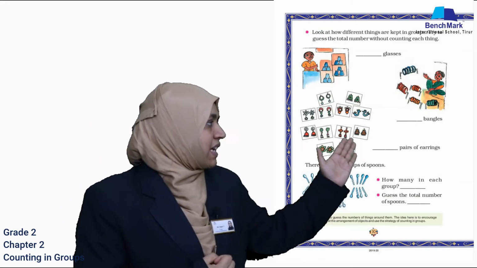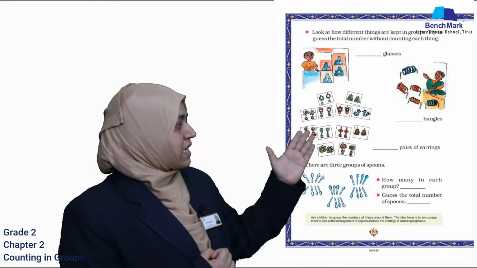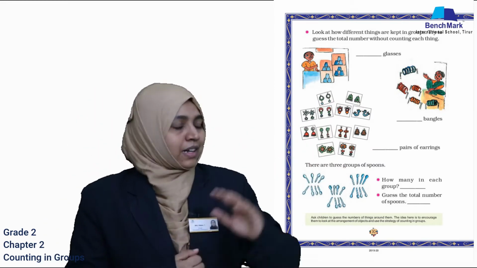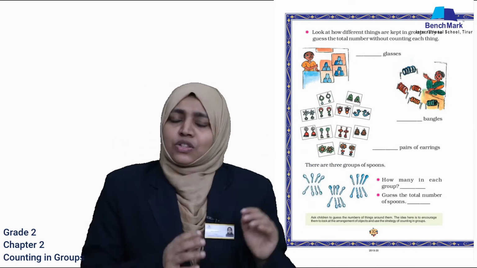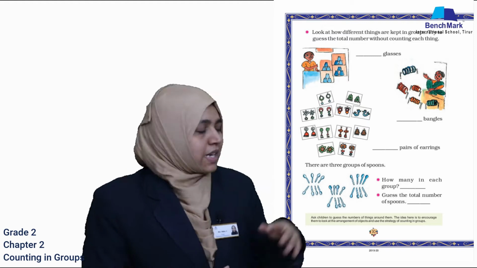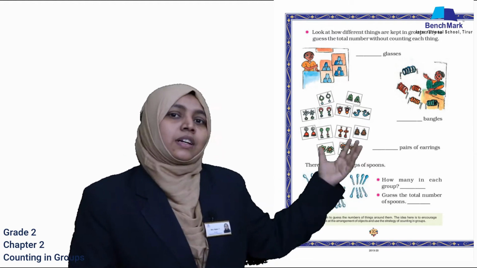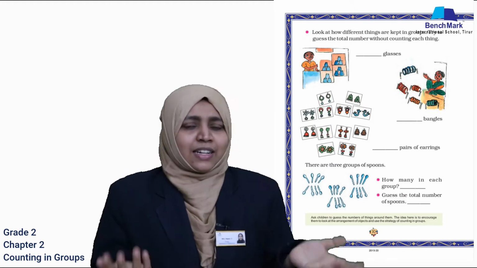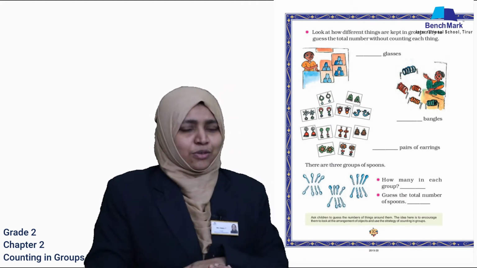On the second page of this chapter, there are many such groups. You can see many earrings, beautiful pairs of earrings, and glasses in that shop. So you just count them. Count the number of groups, guess the total number of things and write it there. Okay, so that is about counting in groups.